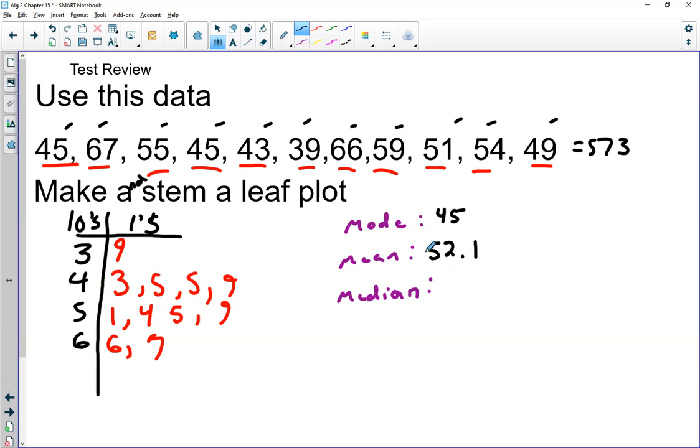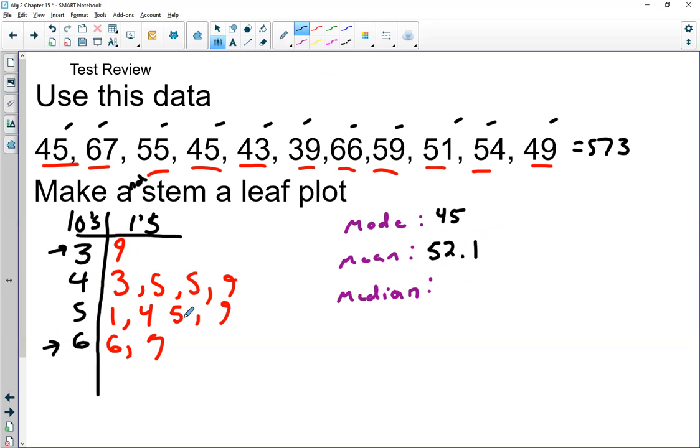Now, if you get a mean, here's the important part. If you get a mean that's smaller than your smallest number or bigger than your biggest number, you know you made a mistake. If you get a mean that's outside of your range, aka outside the numbers you have, you know you made a mistake. Your mean should be somewhere in the middle of the data.